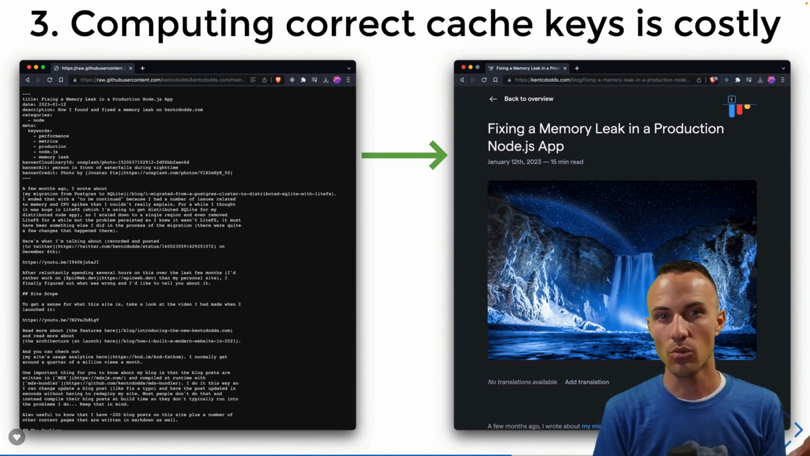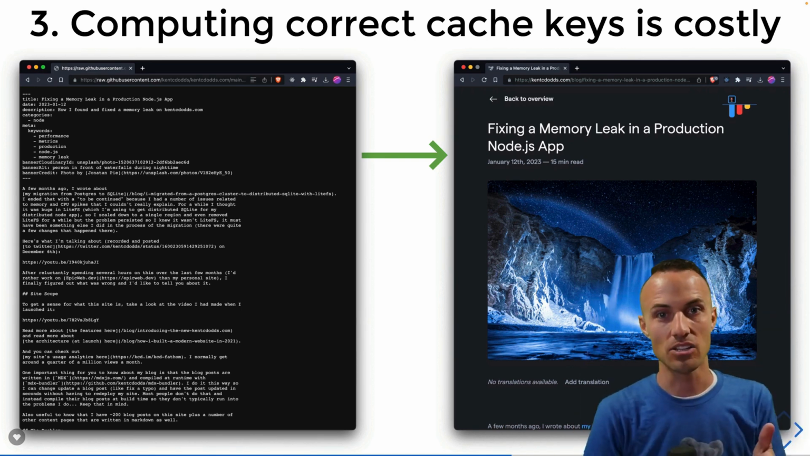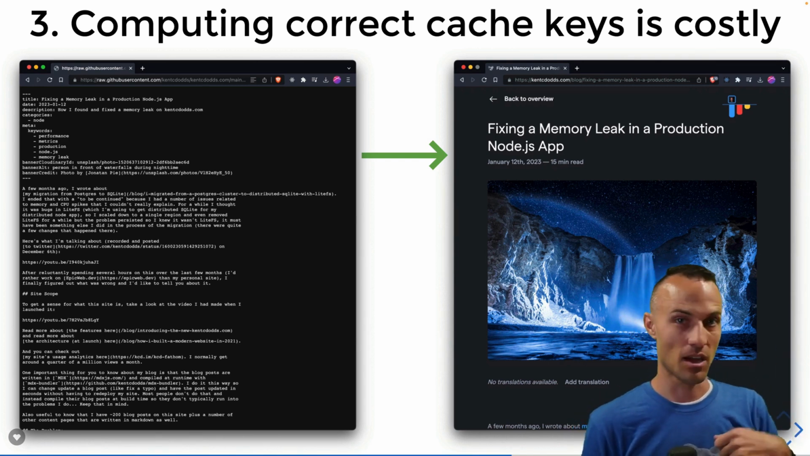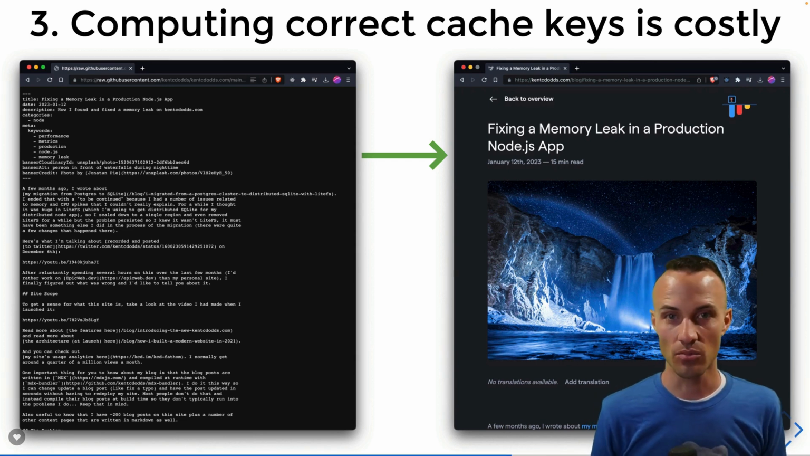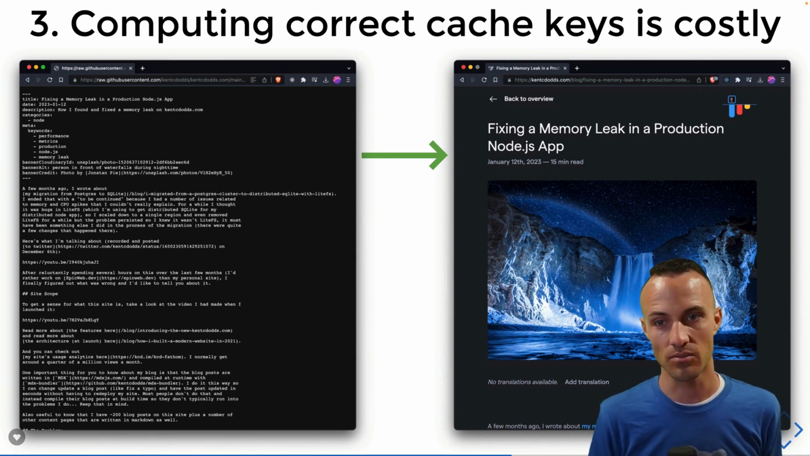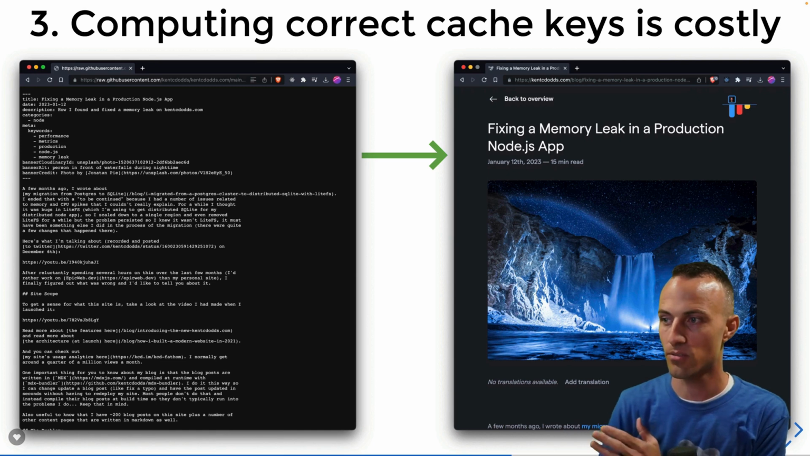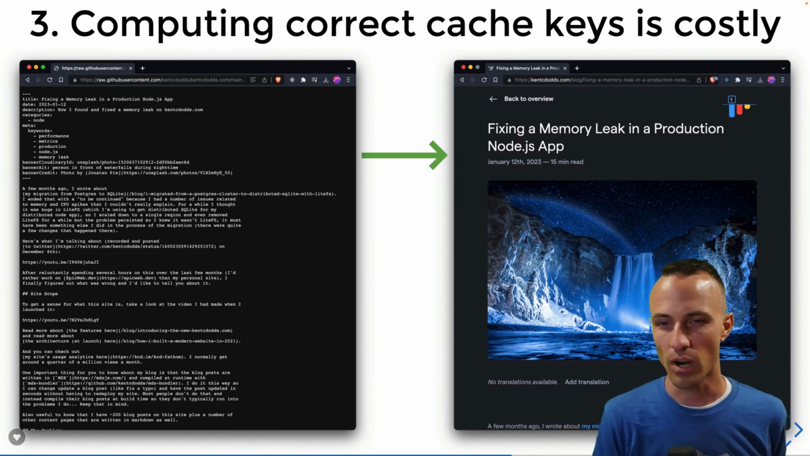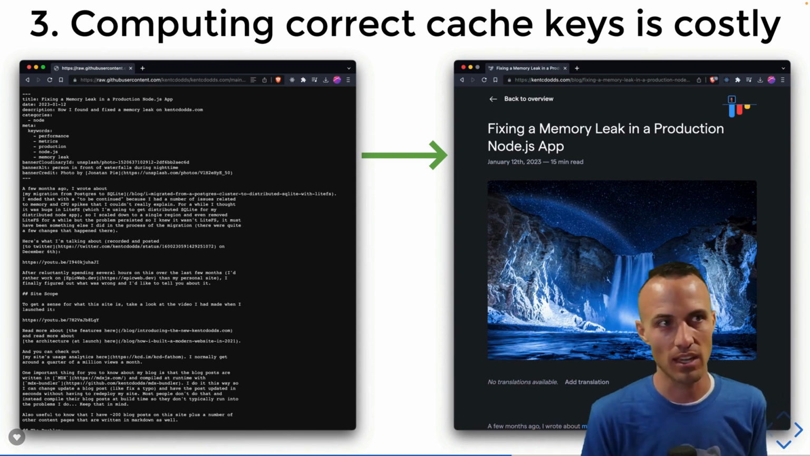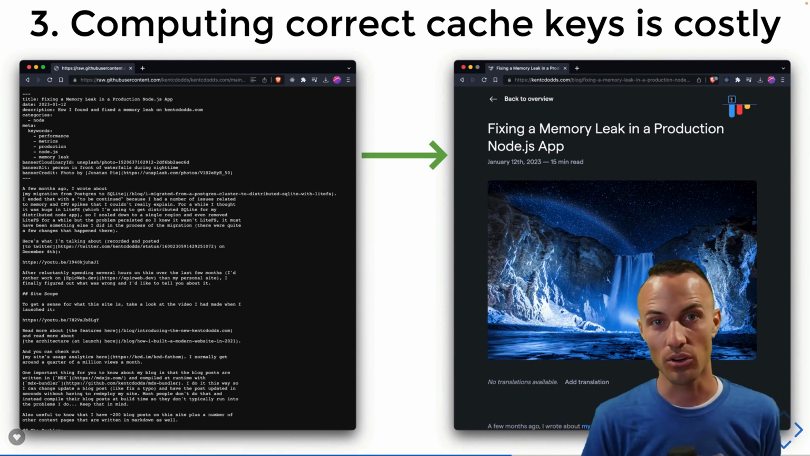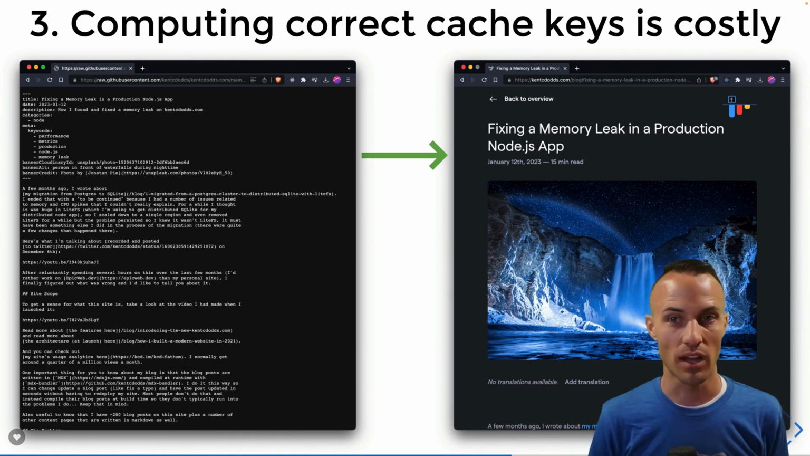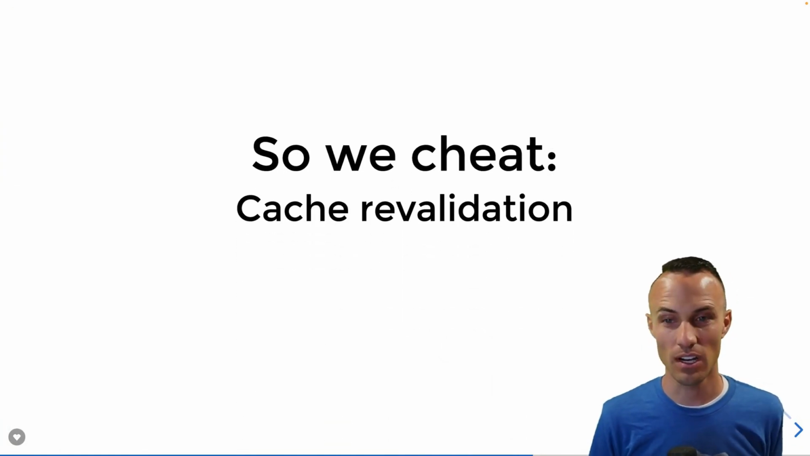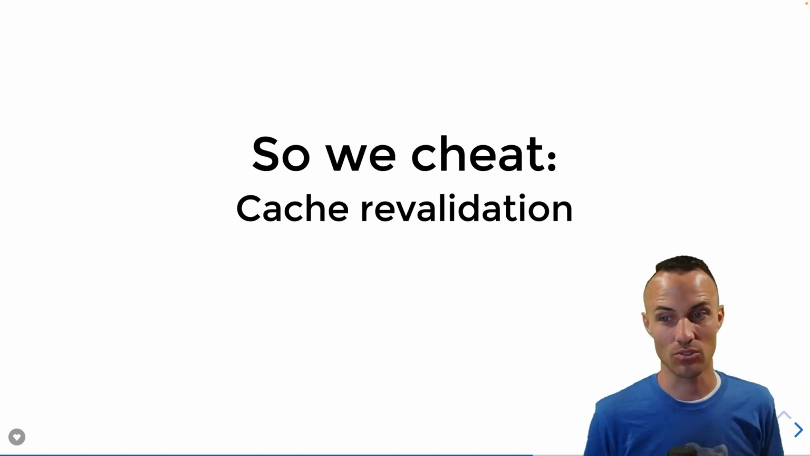But that doesn't really work because getting that entire string requires going to GitHub, which is going to take a couple hundred milliseconds itself. And so computing that cache key just is not reasonable. The only thing that I really have is the slug in the URL. And so I don't really have a great way to have a reliable cache key for compiling this blog post. So that's not going to work. So we're going to cheat. We're going to start doing some cache revalidation.